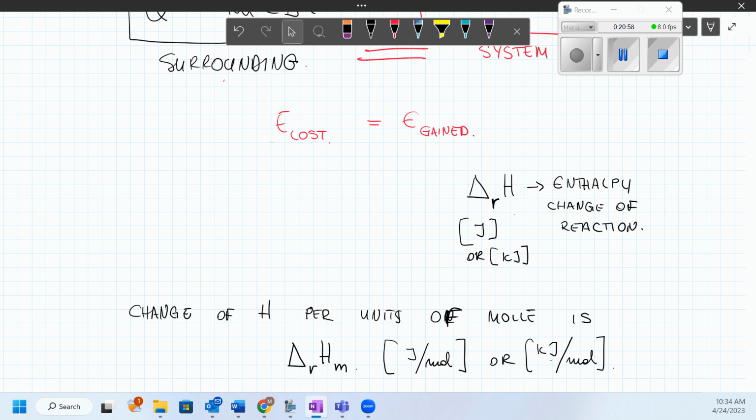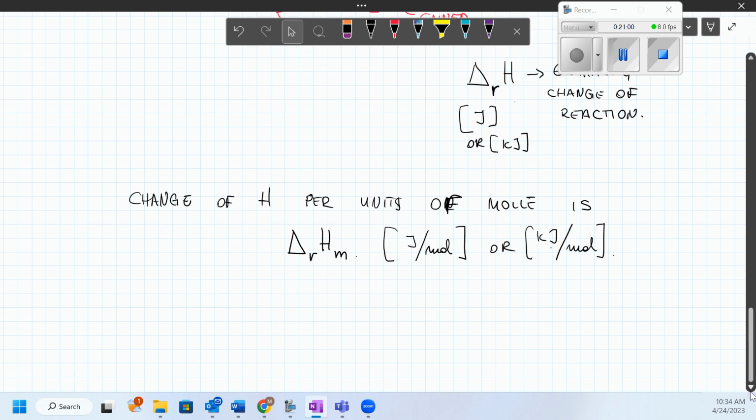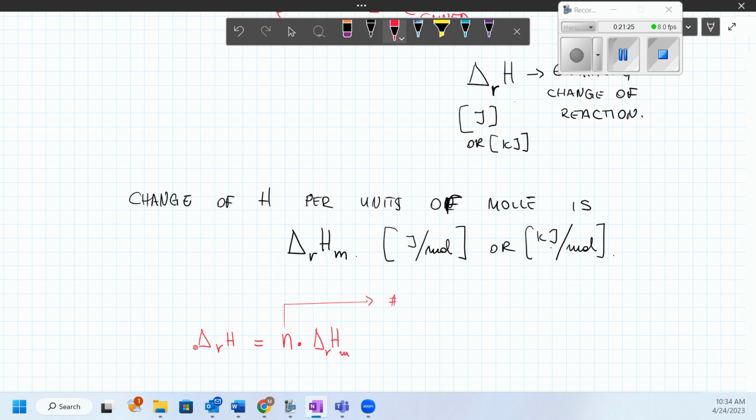Okay, so the enthalpy of the reaction is calculated as the number of moles times the change of enthalpy per mole, where n is the number of moles participating in the reaction. And here is where we come to the mass to mole, mole to mass skill that you need to know.